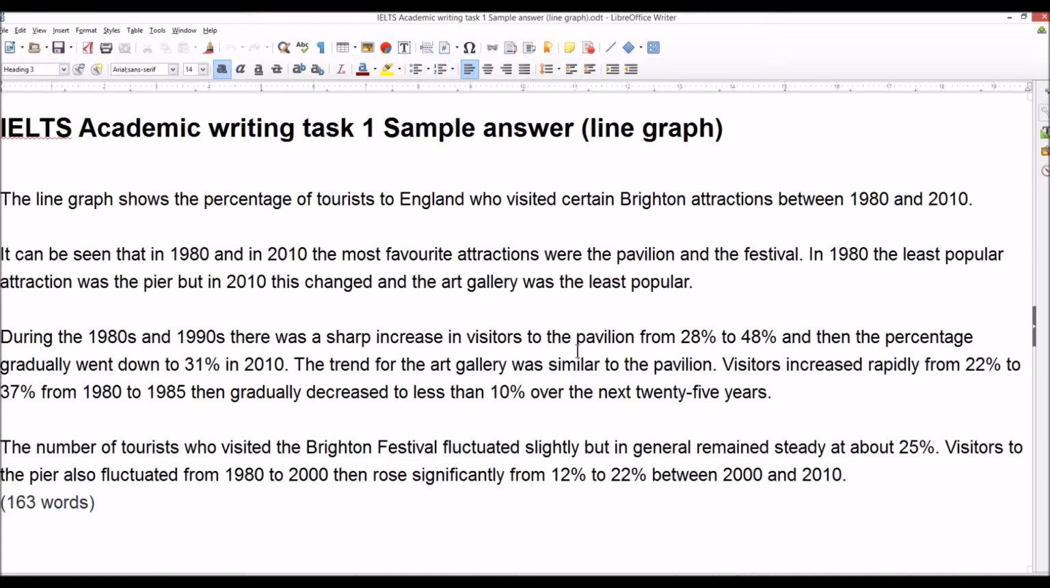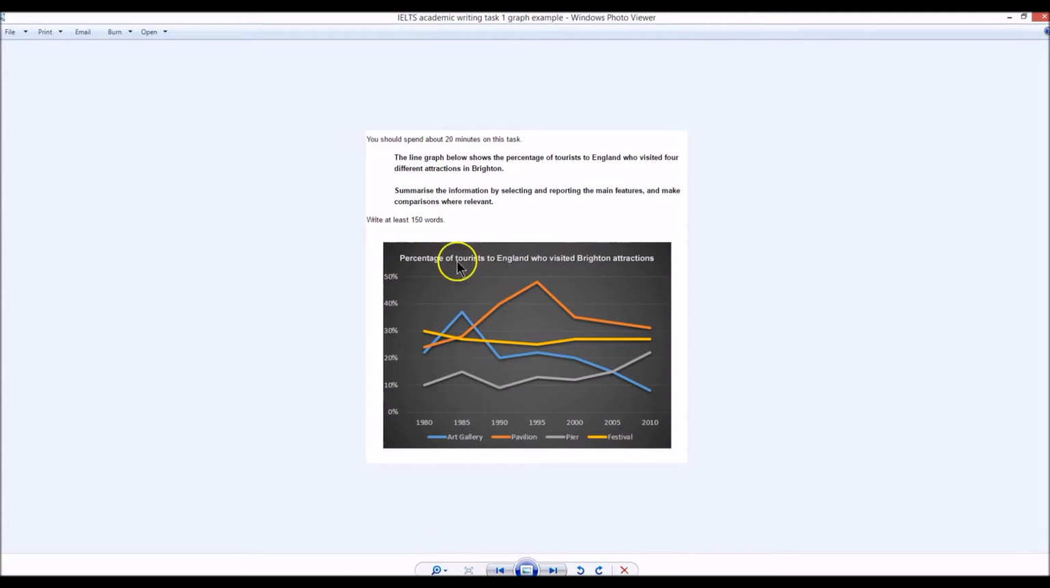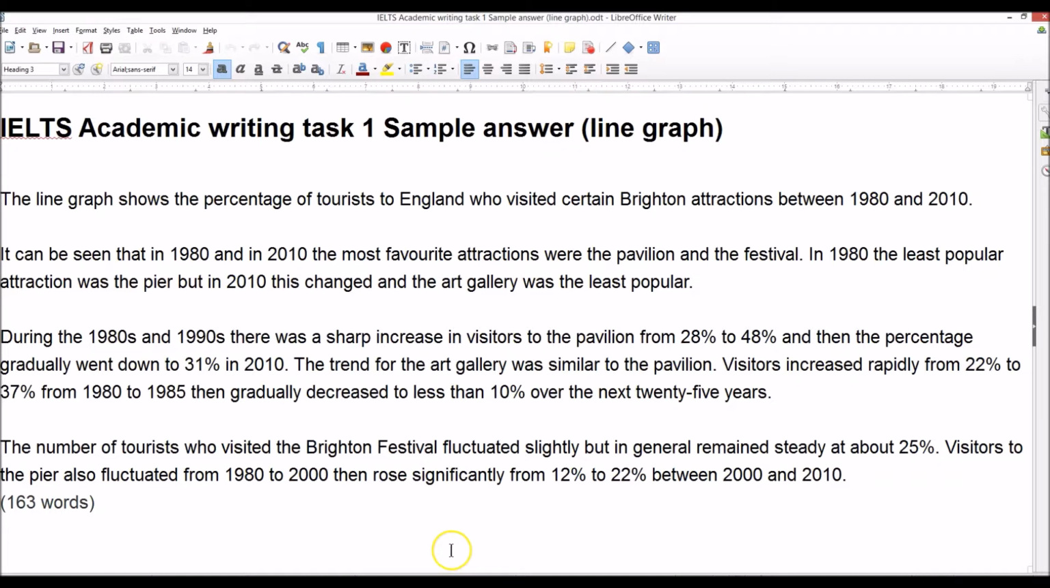So, introduction at first. Sentence 1, we paraphrase. As you see, the line graph shows the percentage of tourists to England who visited certain Brighton attractions between 1980 and 2010. So, you can change the word order. Let's just have a quick peep at the picture. So again, percentage of tourists to England who visited Brighton attractions from 1980 to 2010. So that's it. That's all the information that we need.